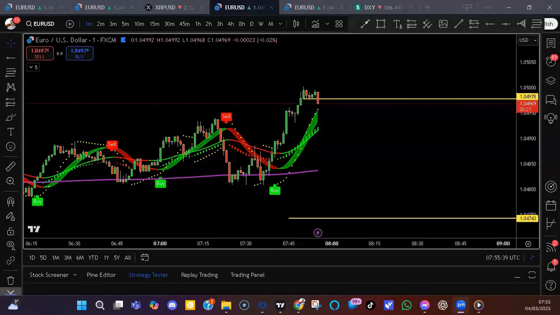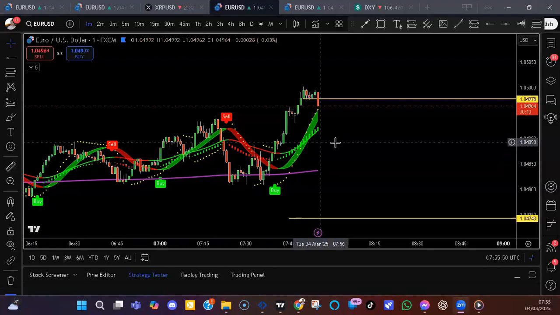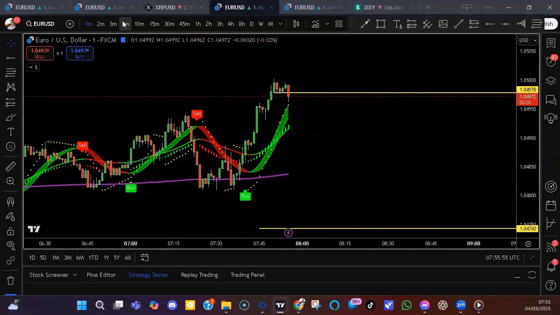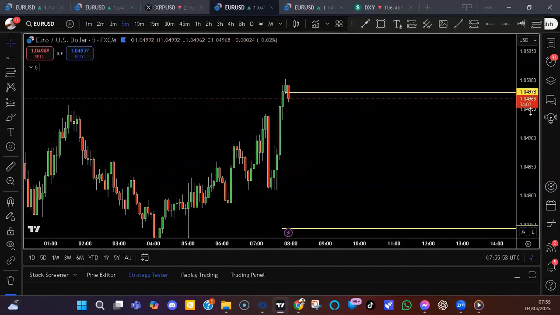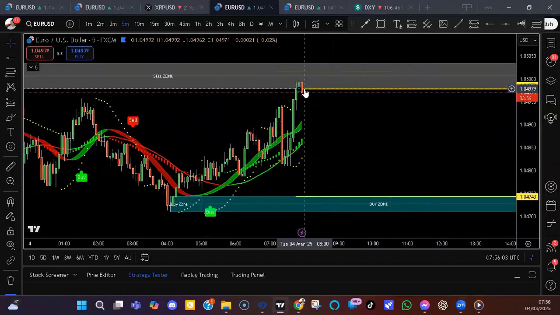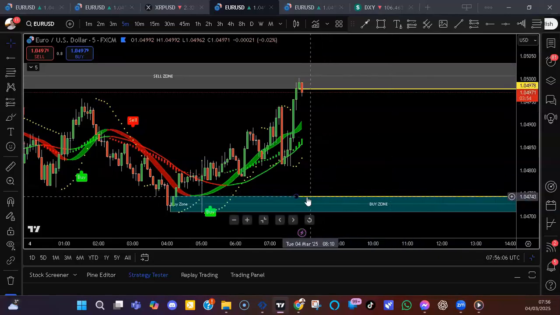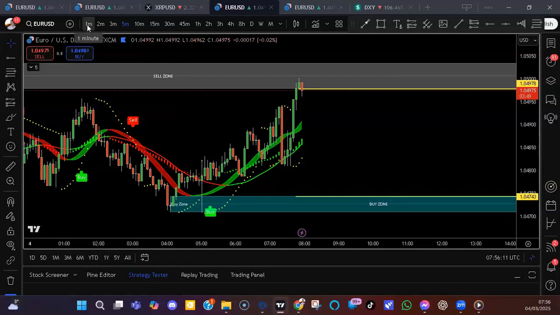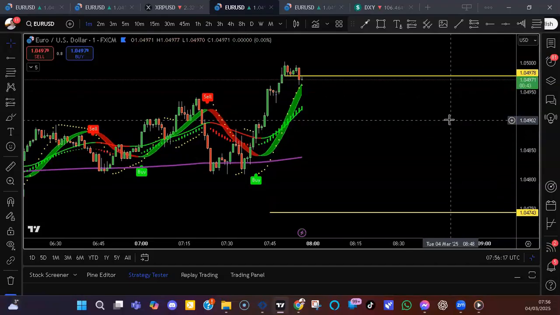Looking at the EUR/USD on the 1 minute time frame, using the Academy55 indicators and strategy. So what can we see today? Well, I've already marked up the zones going to the 5 minute time frame. You can see the zones there. So put a yellow line at the bottom of the zone and a yellow line at the top of the buy zone, so we can see the zones when we come down to the minute.